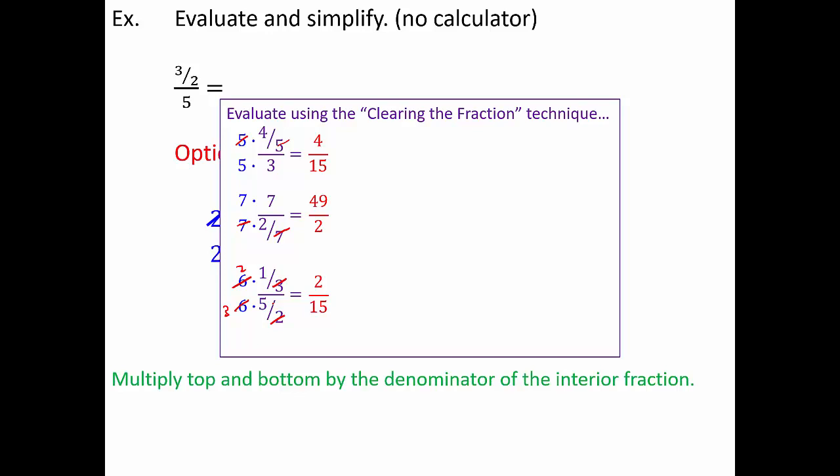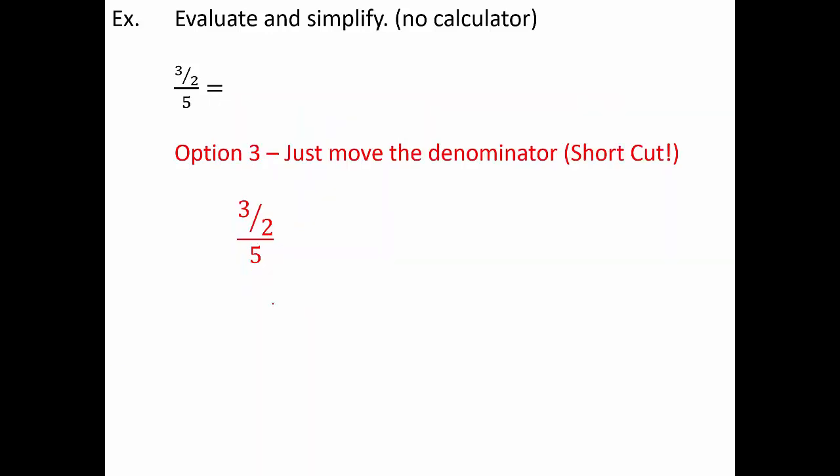And because you're doing a lot of these steps in your head, after you do this enough times, you start to realize, wait a second, there's a quicker way here. And that's what option 3 is going to be. Option 3 is simply move the denominator. The denominator that you're trying to clear out, in this case the 2 was the one that we were trying to clear out.